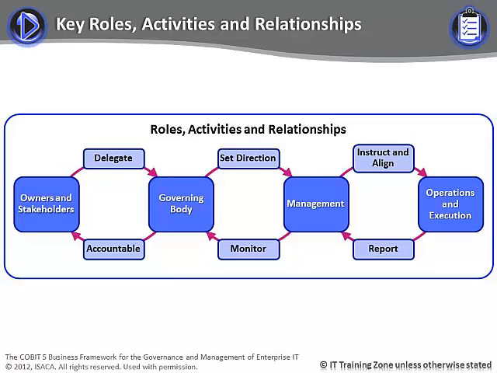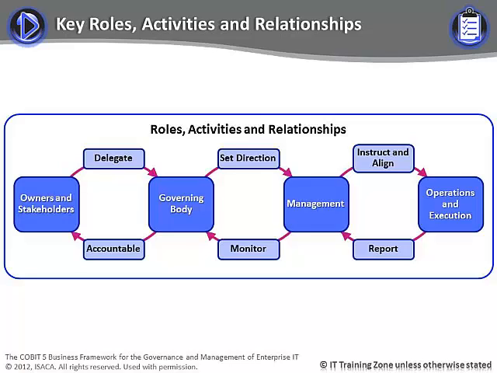They must ensure that resources are used wisely and in the interests of the owners. In its turn, the governing body is accountable to the owners for the performance of the enterprise and the use of its resources. The third role is management, which has the responsibility for carrying out the policies of the governing body and meeting their objectives.